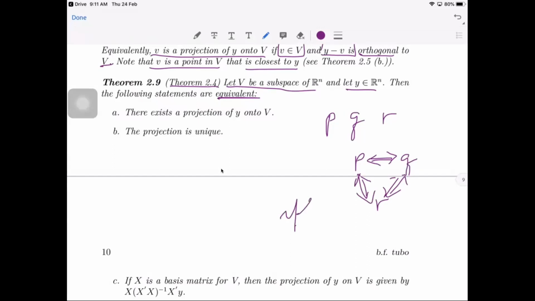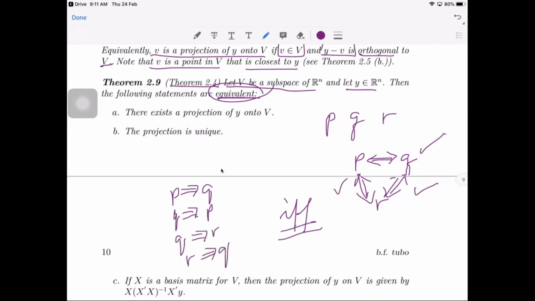So if we have an if and only if statement, an equivalent statement, it means that when we try to prove it, we have P if and only if Q, Q if and only if R, and P if and only if R. So you will have 6 implications: P implies Q, Q implies P, Q implies R, R implies Q, P implies R, and R implies P for it to be equivalent. Okay, so what are these equivalent statements?